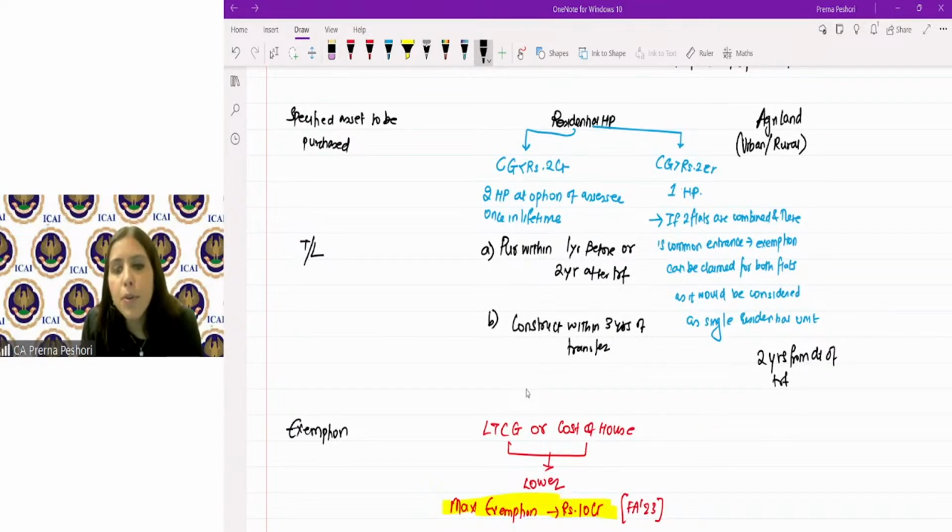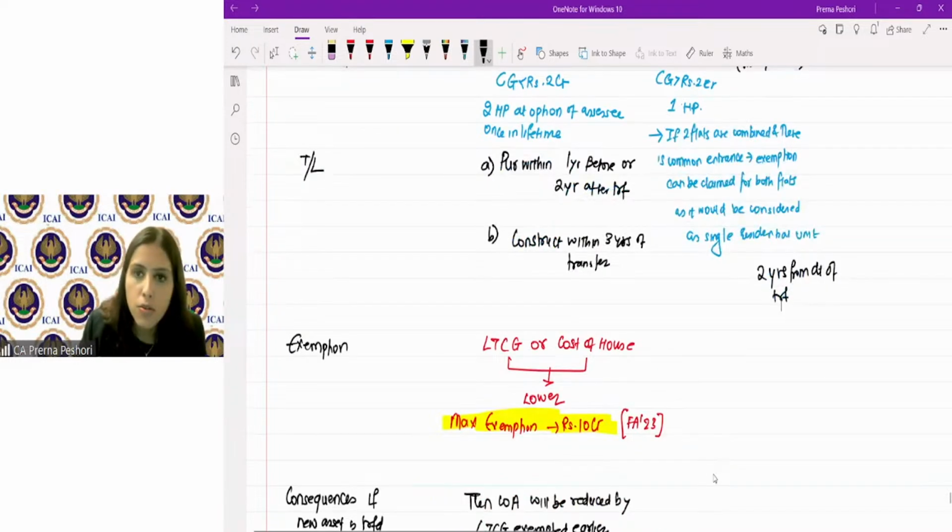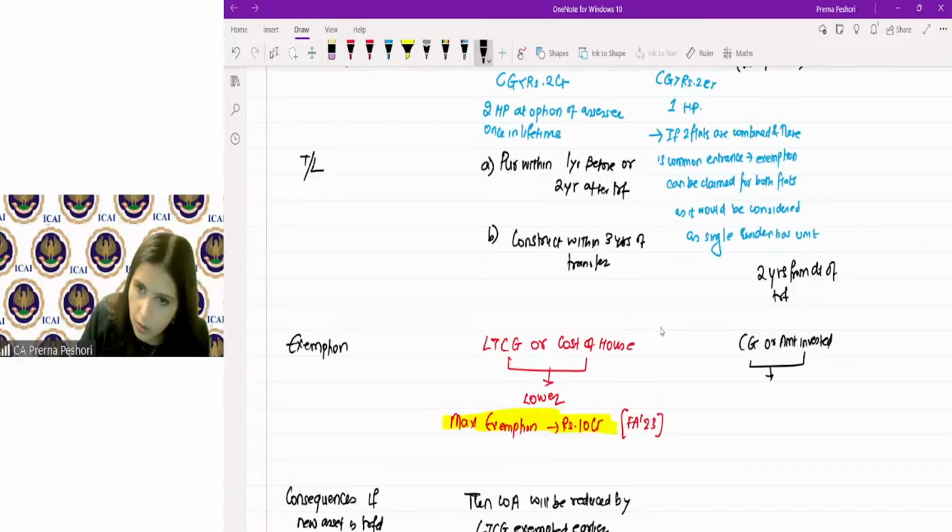And in case he is not able to purchase before the date of return of income, he can of course deposit it in the capital gain account scheme and then he can withdraw the amount and purchase within the period of 2 years. So again, what will be the exemption over here? The exemption will be the amount which is invested or the capital gain amount, whichever is lower. Okay. So this is particularly which is given over here.